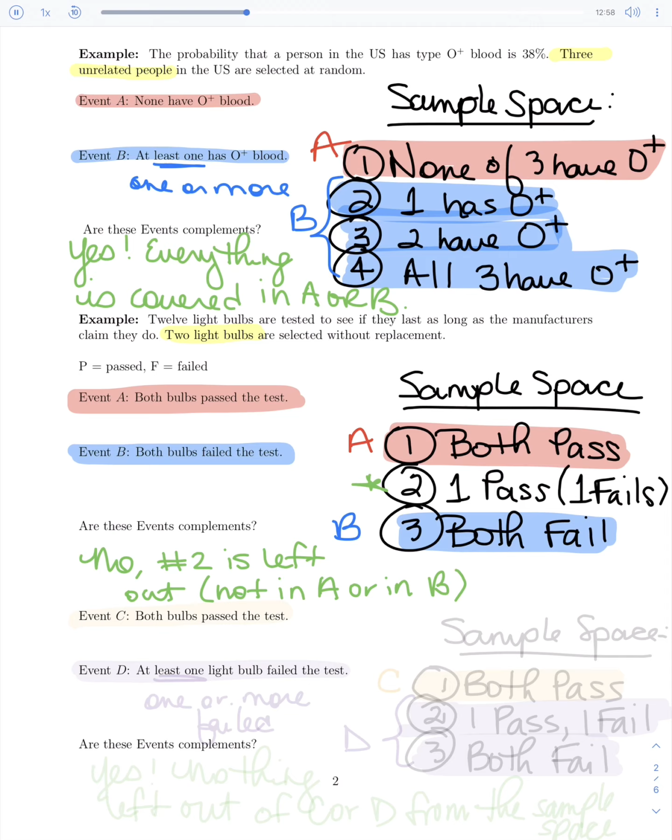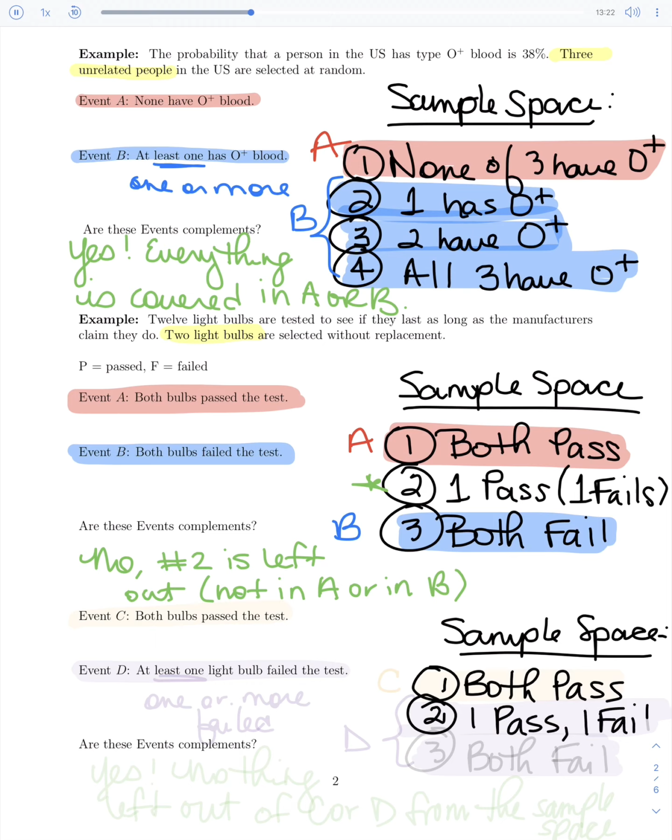Let's do one more. Again, it's different events, C and D, but the same situation, so we can just rewrite out our same sample space. Our same sample space would be either that, again, both could pass, or you have 1 passes, 1 fails, or you could have that both fail. So let's take a look at event C. Event C is that both bulbs pass the test. So both pass, that's just possibility number 1.